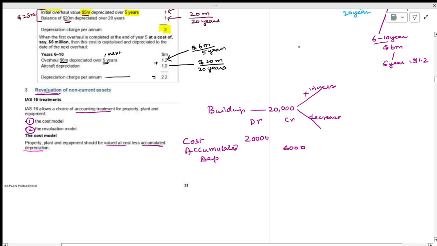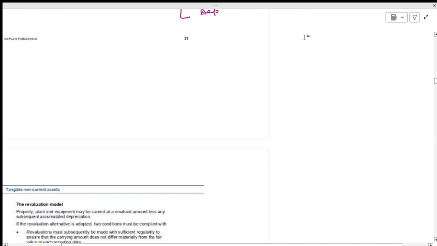I am taking an example of 6,000. If you are doing this, this is going to be the cost model: cost minus accumulated depreciation.